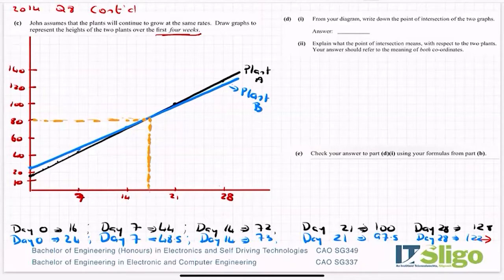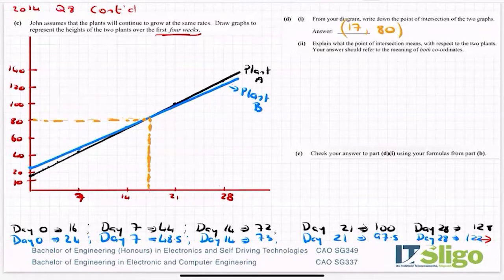So I'm getting somewhere between 14 and 21 days. Looks a bit closer to 14, so 15, 16, 17 days, I'm going to say. So 17 comma, what's my height? 80. Okay, so yes, most of the marks go for these construction marks on your graph.